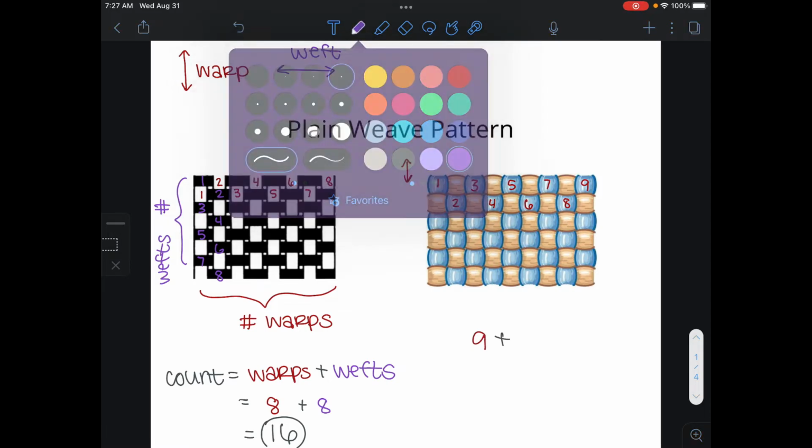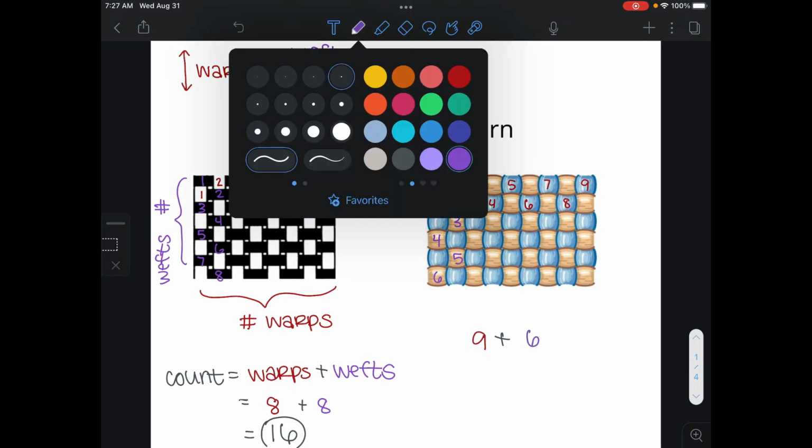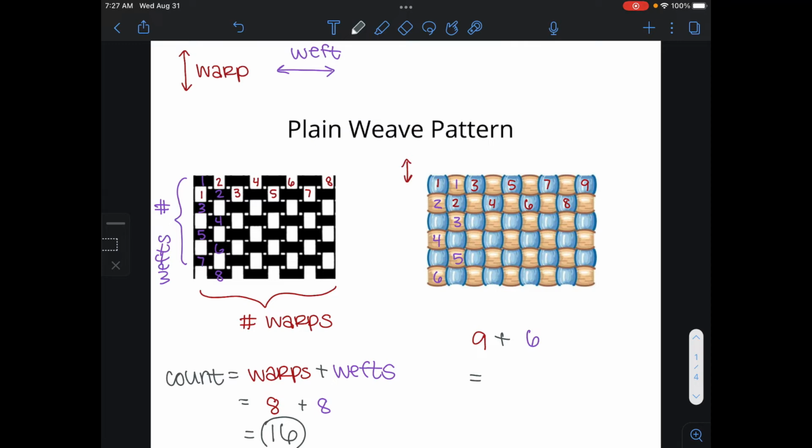plus our wefts. Let's count those up and down. 1, 2, 3, 4, 5, 6. So totaling our warps plus our wefts gives us a thread count of 15.